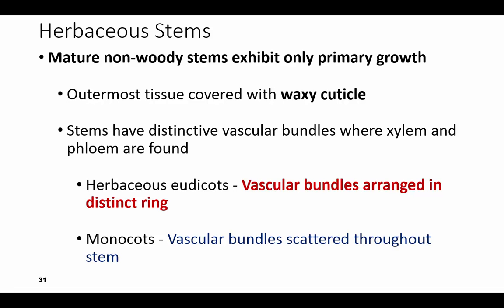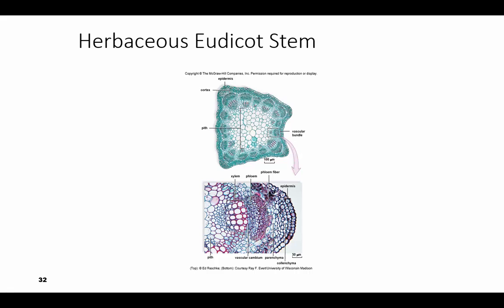There are two main types of stems we want to talk about. The first is the herbaceous stems. These are going to be green. They're non-woody mature stems that have only primary growth, and the epidermis has a waxy cuticle on it to protect it from water loss. The stems have these vascular bundles of xylem and phloem in them, and in herbaceous eudicots they're arranged in a ring. In monocots they're scattered all throughout the stem, which you see here.